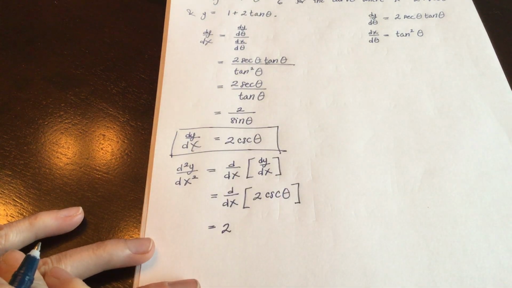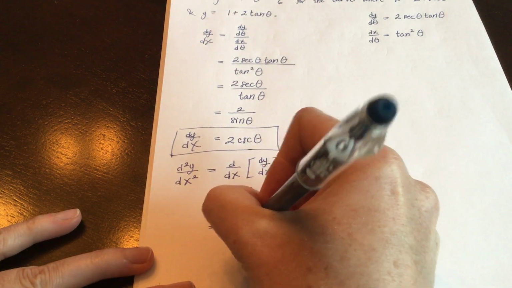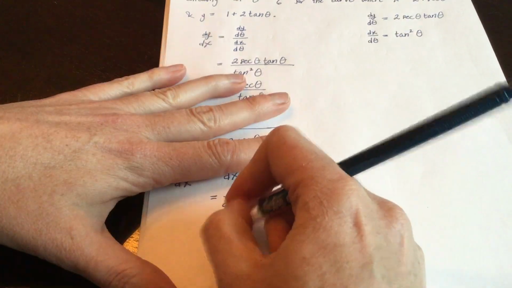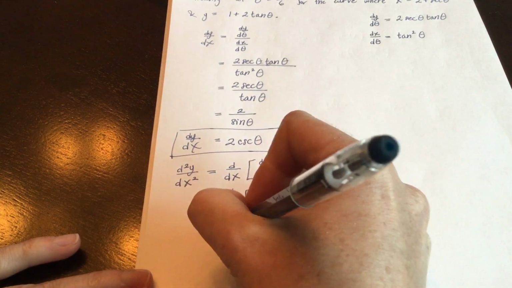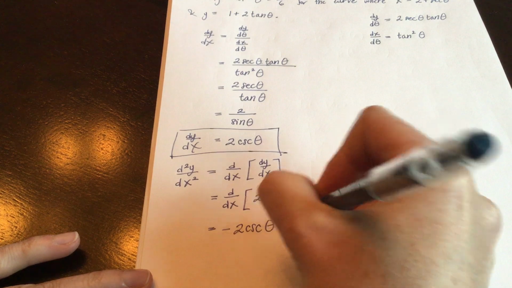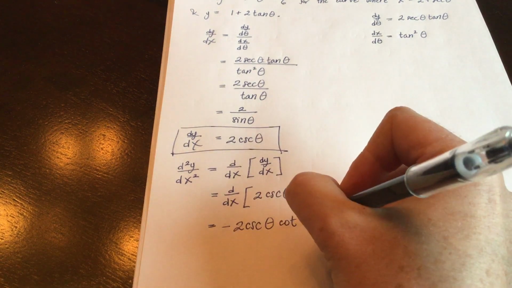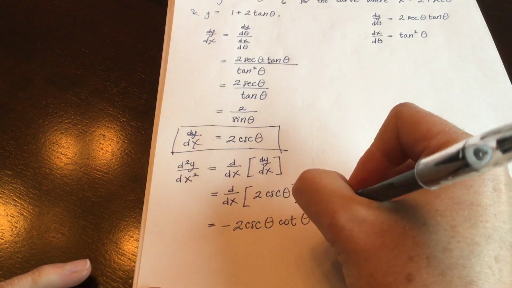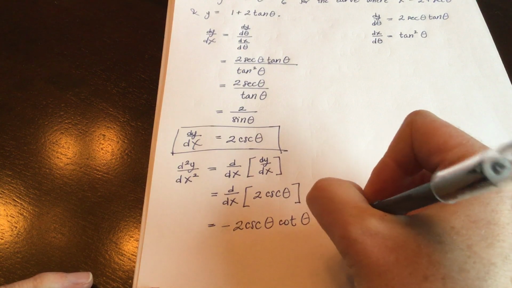Derivative of cosecant is negative cosecant cotangent, right? All right, negative 2 cosecant theta cotangent theta. So that's the derivative of the outside function, but then you'd have to multiply by the derivative of the inside function. So that would be the derivative of theta with respect to x.